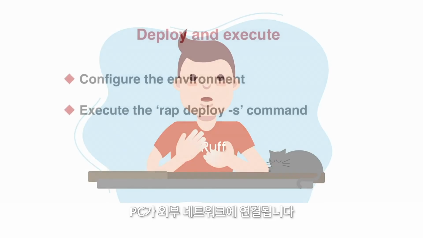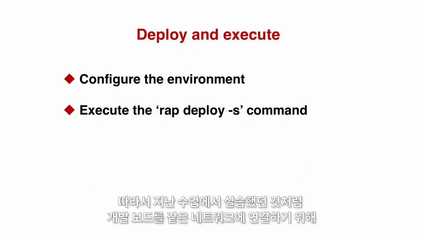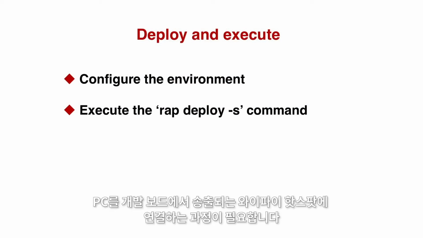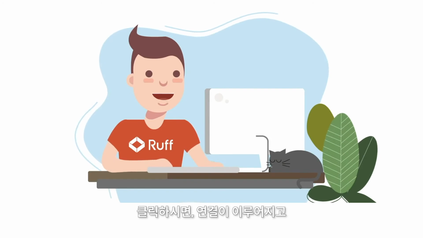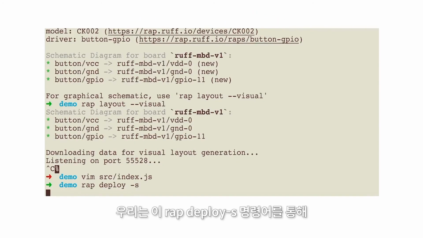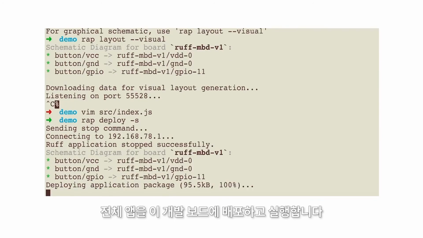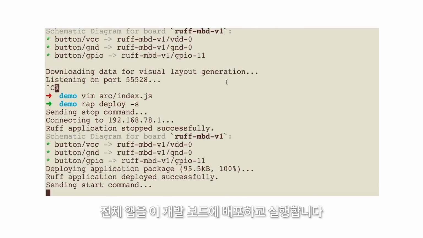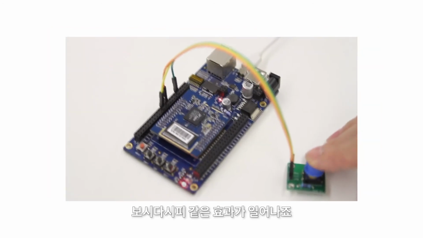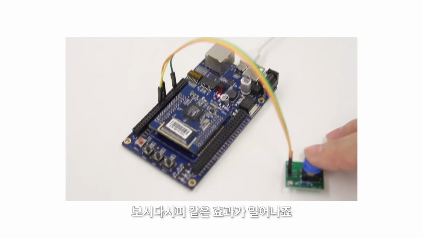Upon completion of writing, it's the same as before, for we're now having our PC connected to our external network. So we need to do some network configurations to make it in the same network with the development board like we did in our last lesson. It's necessary to configure the environment to connect our PC to the Wi-Fi hotspot emitted from the development board. Click it. After they're connected, we still execute the command wrap deploy s to deploy the entire application onto this development board for executing. As we see, here is its effect.